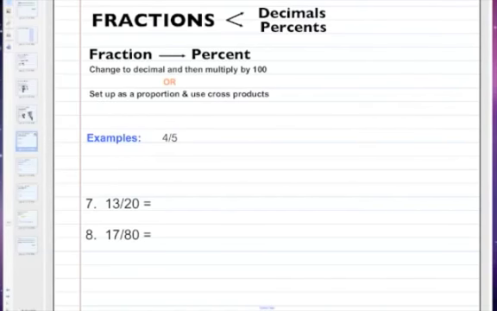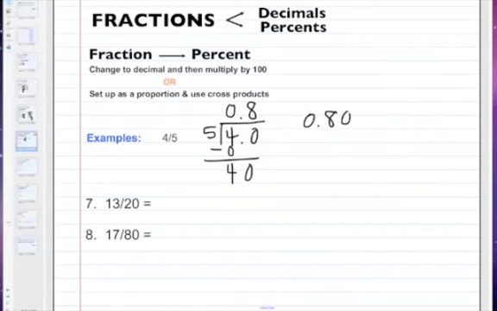So if I want to change 4/5 to a decimal, I would divide the 4 by the 5, and I see that that would be 8/10. Now I would multiply it by 100, which remember means moving the decimal 2 places to the right. So I'm going to just add on an extra 0 so that I can move it 2 places. So 4/5 would be 80%.